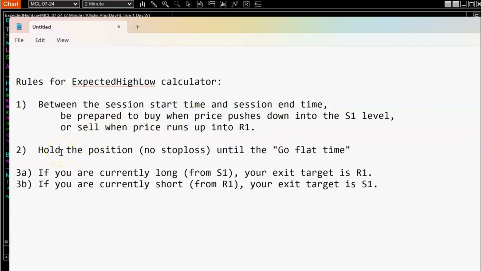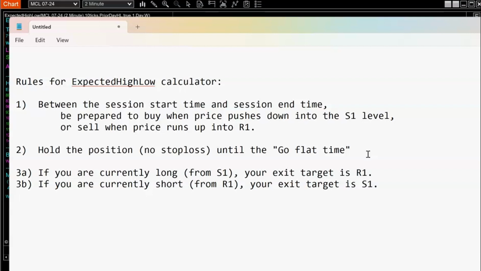Number two is you hold the position, no stop loss, until the go flat time. There's a time, I think it's 1550 in this analysis, where you exit the position. Now, this is just theoretical. We don't want you to trade without a stop loss because obviously the downside is significant. So this analysis is done without a stop loss just to see what would happen and see if we can make any sense out of the numbers. You definitely want to trade with a stop loss and preferably a very small one. Limit your downsides, limit your loss, and let your winners run.